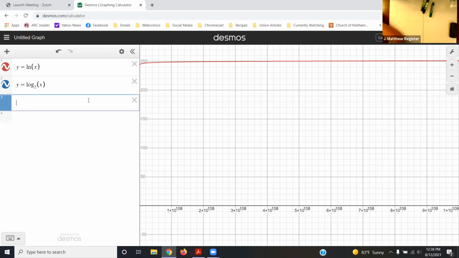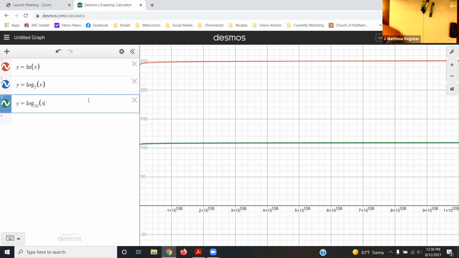And here's the thing, there are other logs. Another common log, known as the common log, is the log base 10 of x. And notice with that one, it's still not even close. By the time we are at 10 to the 108, our log base 10 is at 108. Well, of course it is. That's a silly thing to say. Yes, because that's how log base 10 actually works. And so it is going at a ridiculously slow pace.